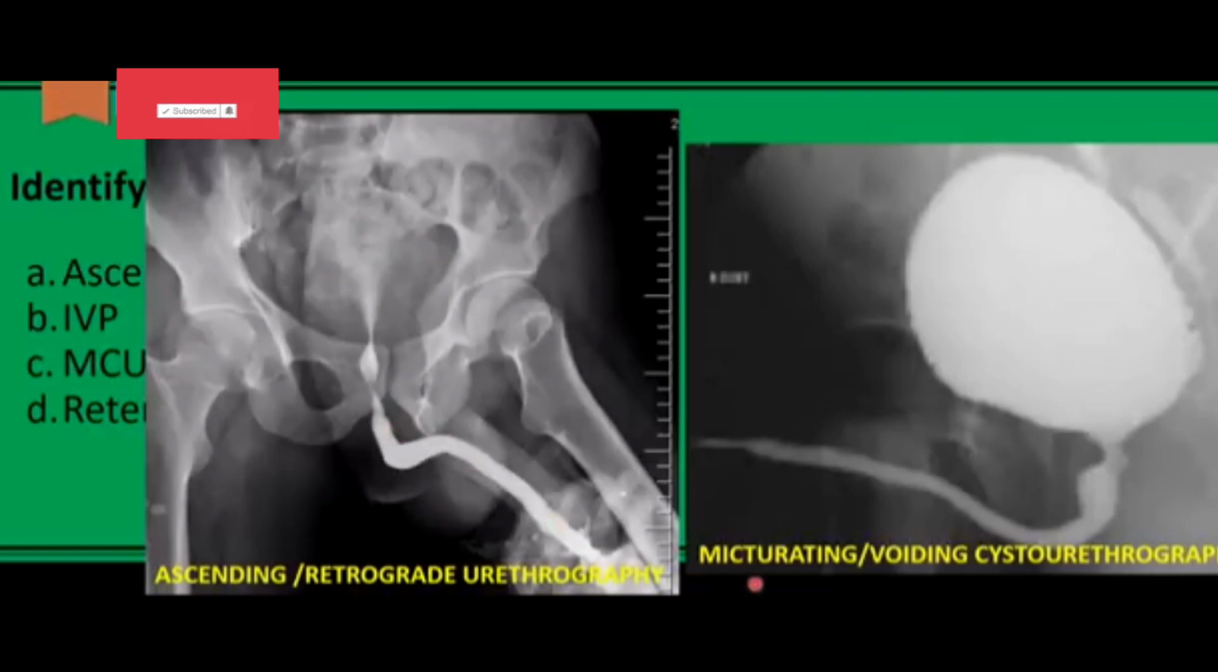While in micturating or voiding cystourethrography, as the term says, it is micturating cystourethrography. So we are seeing the bladder as well as the urethra. So the bladder will be filled with contrast and also the urethra will be opacified, unlike the ascending urethrography where the bladder is empty. So in MCU, the bladder will also be full and the urethra will also be opacified.